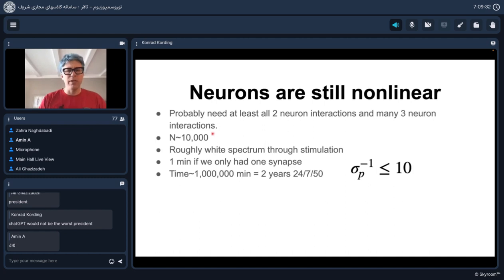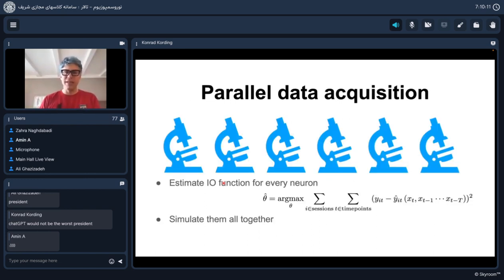But depending on how you do the power calculations, you might need about 10,000 worms. You'll have a roughly wide spectrum through stimulation. If you say it would take one minute if you only had one synapse, instead it would take, let's say we bring this sigma p to the power of -1 to 10, in any case, as a first-order approximation, and this will be off by an order of magnitude, roughly 2 years, 24/7, every week of the year. If we come together as a larger community across many labs, this is absolutely in the doable range. We can do parallel data acquisition.